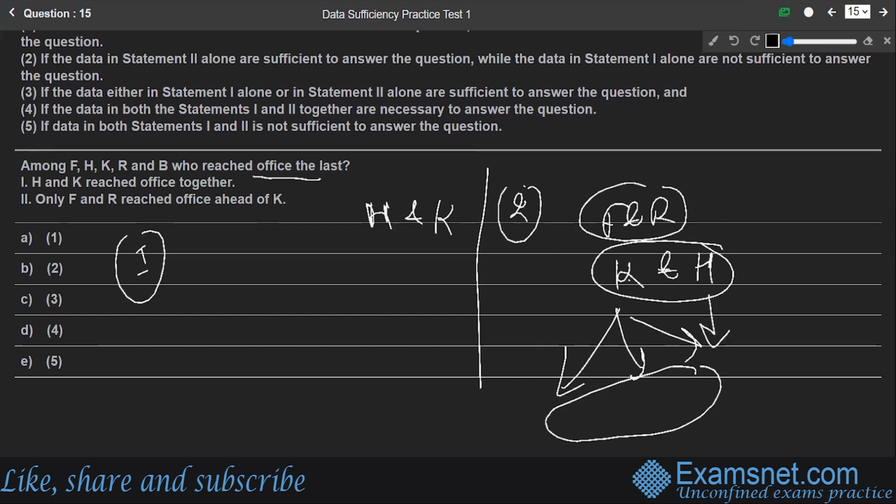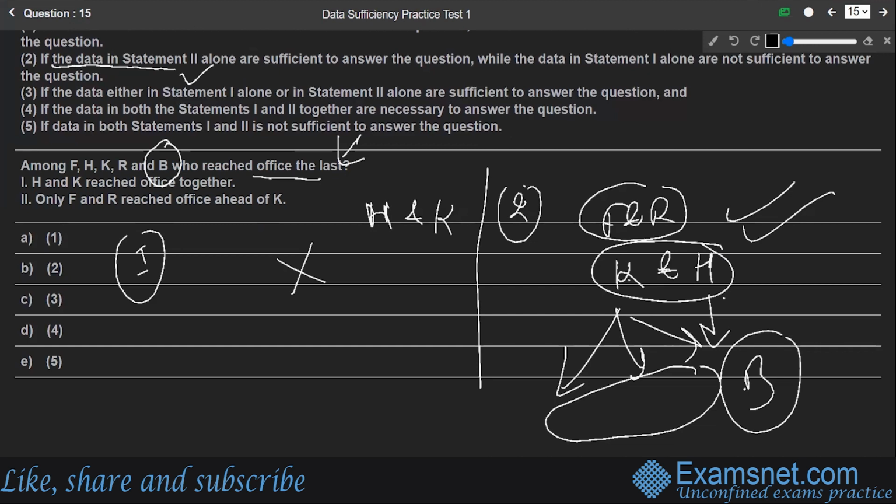Let us check. F, H, K, R, B. So only B is left out, who can come behind K and H. So B is the person who is coming last. That's what they had asked: who reached the office last? So statement number second alone is sufficient to answer, but statement number one alone is not sufficient to answer. So this option is available as 2: statement second alone is sufficient, but statement number first alone is not sufficient. Option called B becomes the right answer.